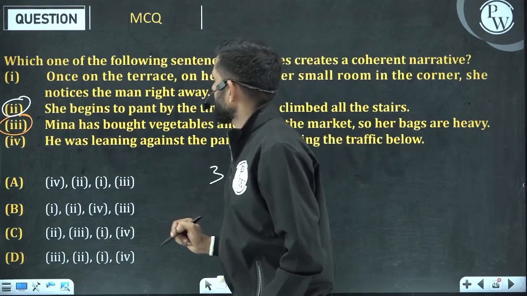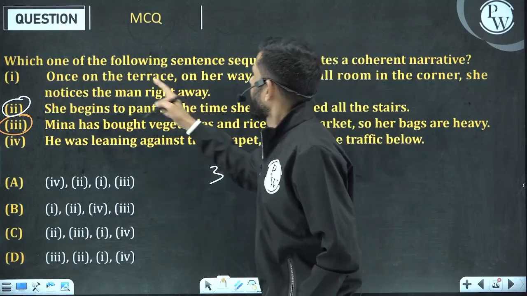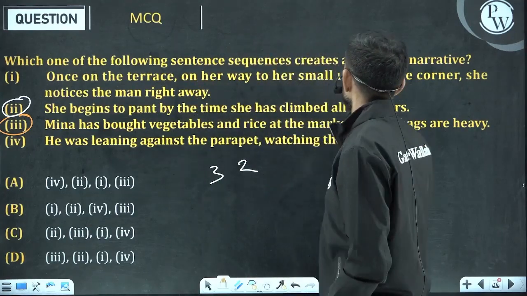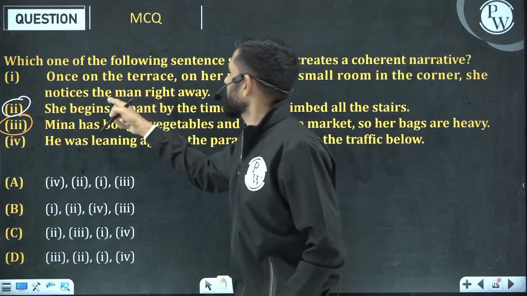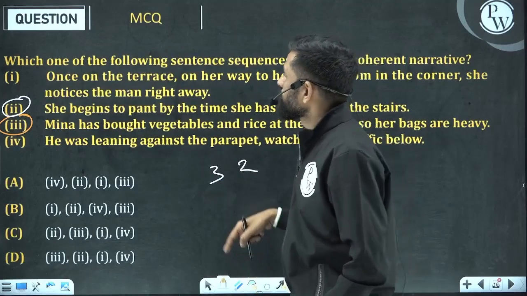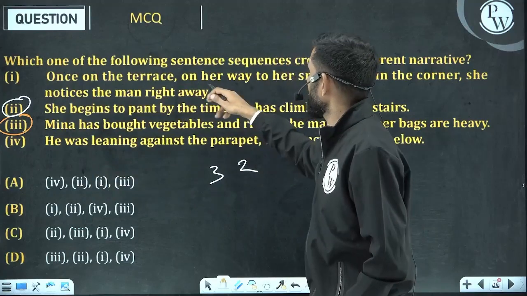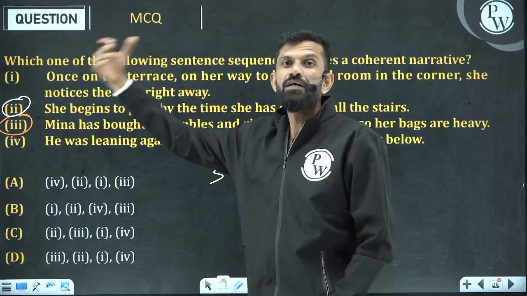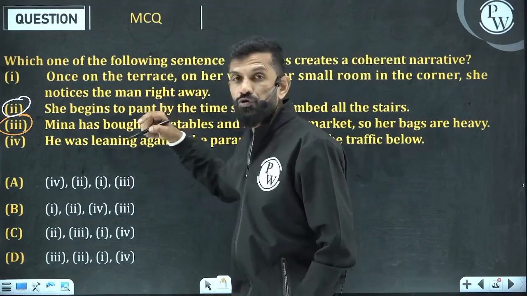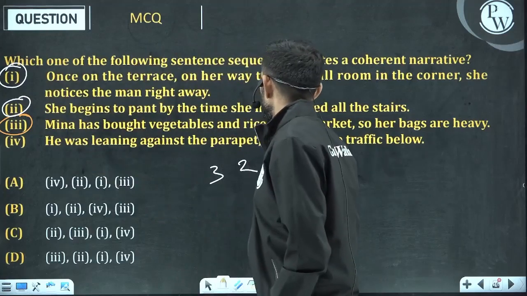Then what happens? Why was she climbing the stairs? To reach her room. Once on the terrace, she reached the terrace. On her way to her small room in the corner, she notices the man right away. So she was not searching for him, but there was a man. She was going to her small room. Okay, in the corner, she notices a man right away. So there was someone on the terrace. So next it comes 1, which is here.